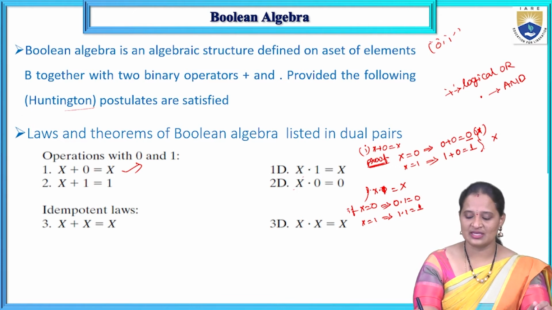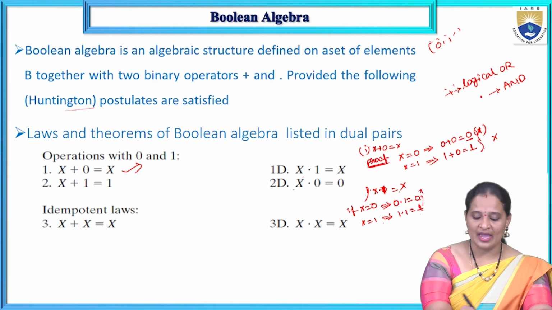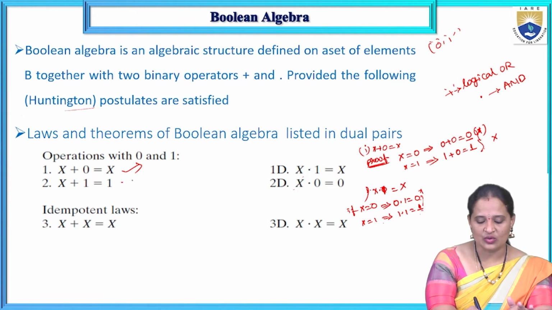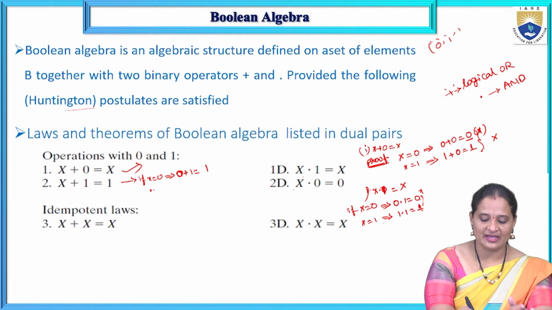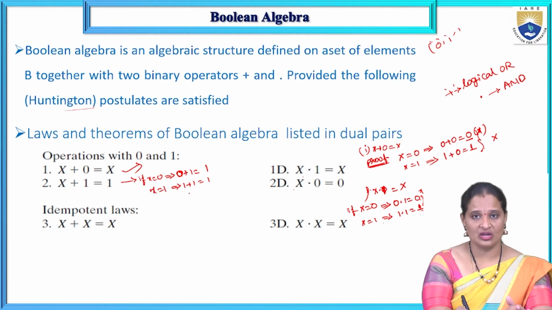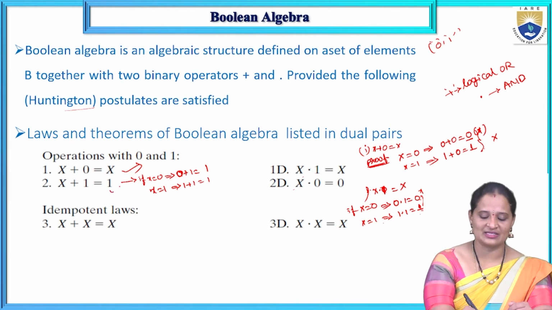So in both cases, if x is 0, the output is 0, and if x is 1, the output is 1. Hence we can say that x dot 1 is equal to x. And similarly, x plus 1. If x is equal to 0, then 0 plus 1 is 1. And if x is equal to 1, then 1 plus 1 is also 1, because it is a logical OR operation. Hence this is proved.